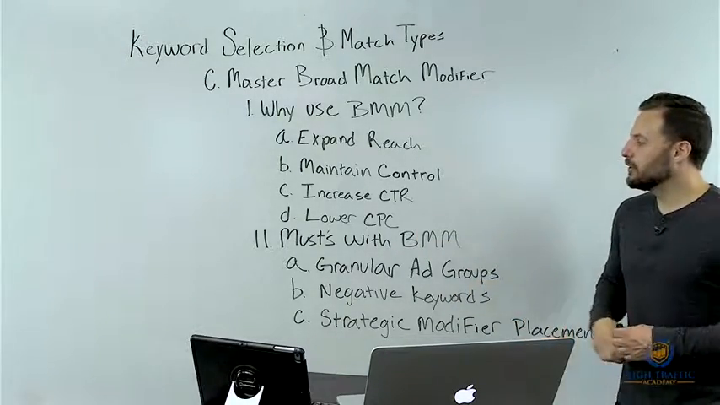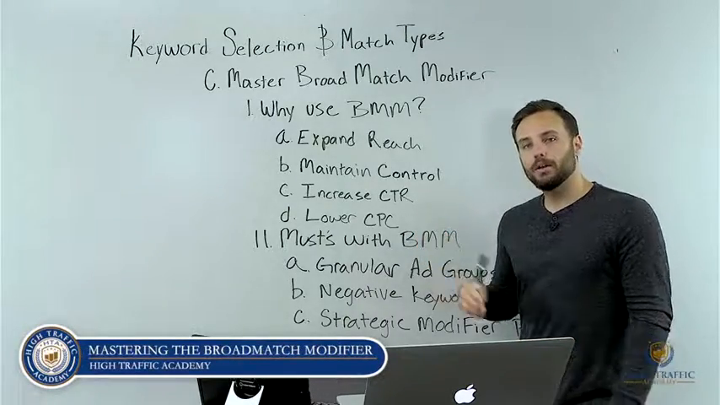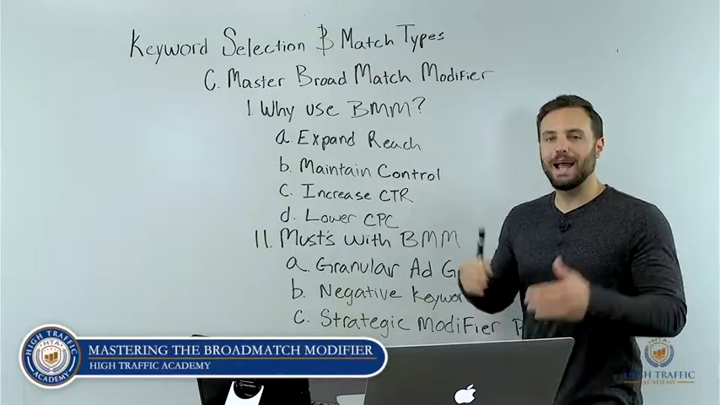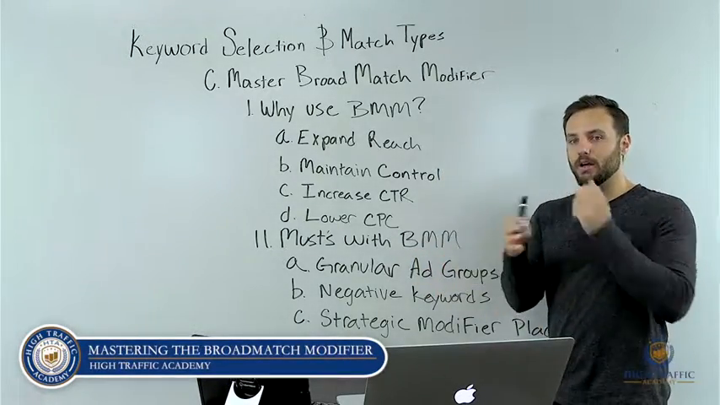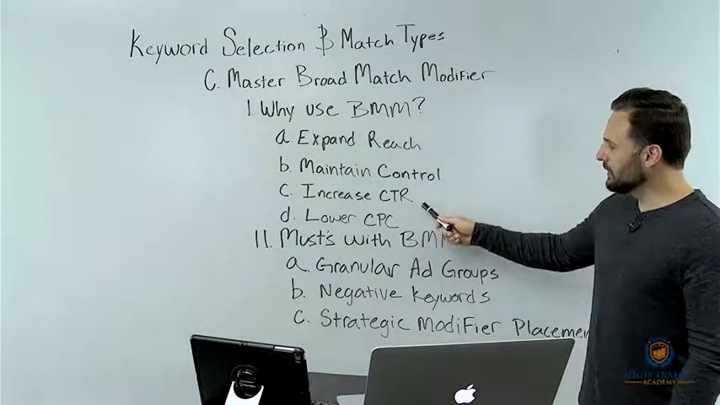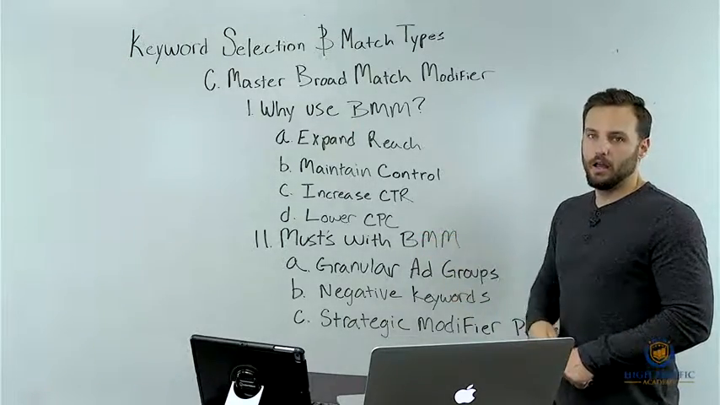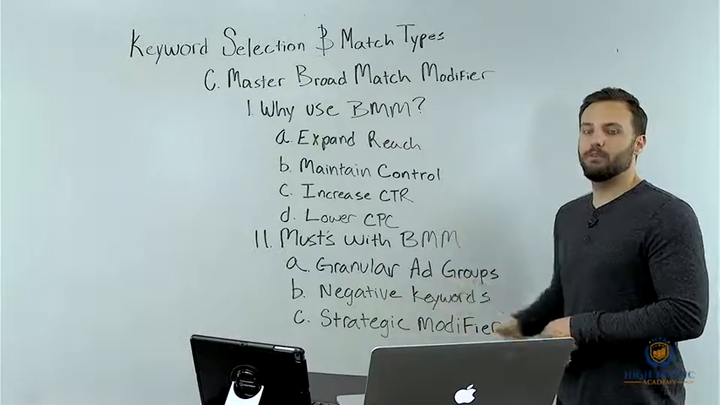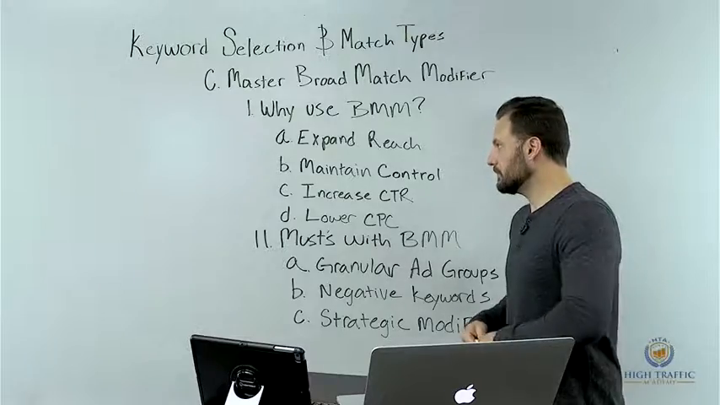Point D is that you can overall lower your cost per click because your quality scores are going to be higher because your ads are relevant to the user's search query and your landing pages as well. So these two things combined make up for a reduced cost and allowing you to drive more traffic for less money, which is the ultimate goal here.